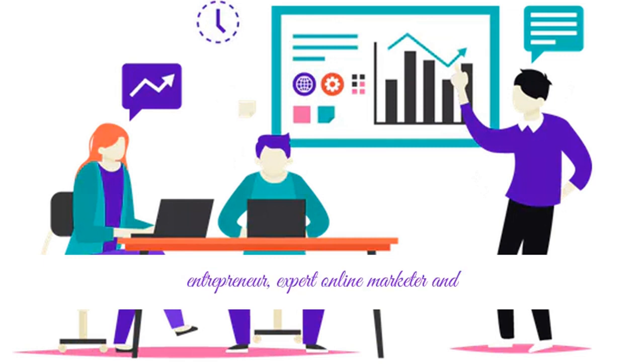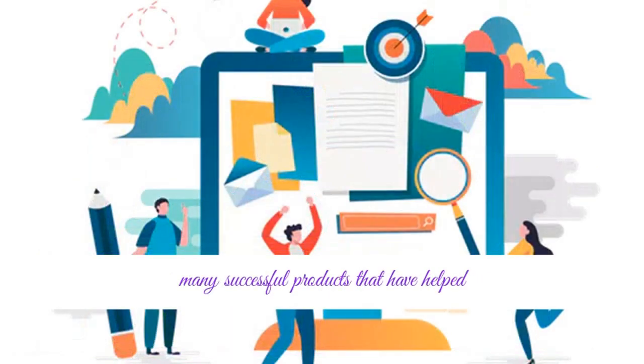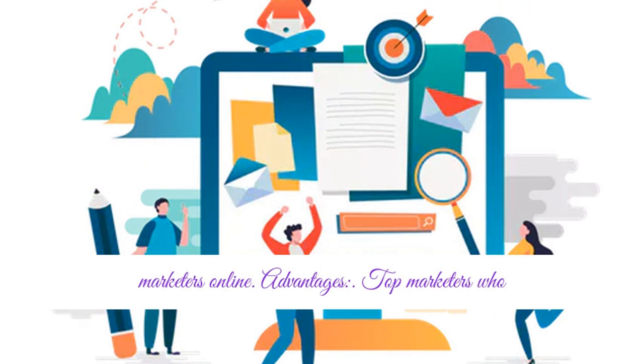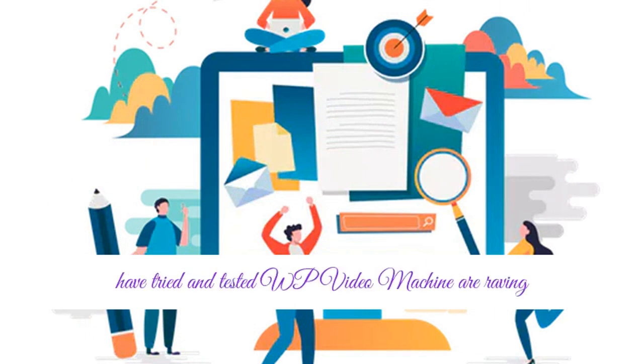About the creator, Ankur Shukla created the WP Video Machine. He is an innovative entrepreneur, expert online marketer and straightforward marketing consultant who excels in developing software that generates leads and sales. He has been a top vendor and affiliate with many successful products that have helped marketers online.